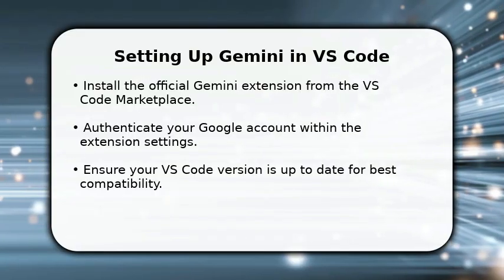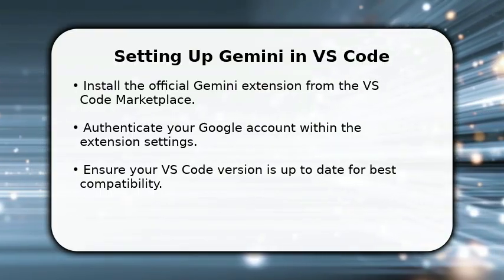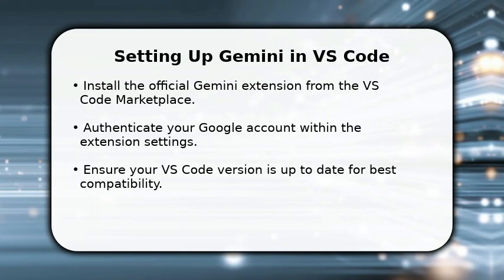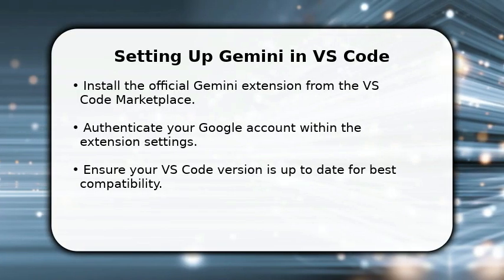In this video, I will explain how to use Gemini in VS Code. First, open the extensions view in VS Code and search for Gemini. Install the official extension provided by Google.